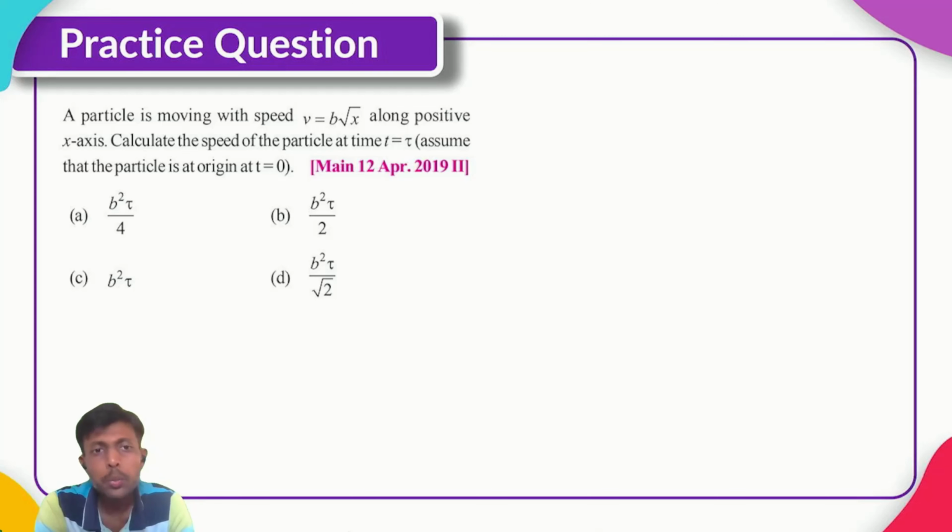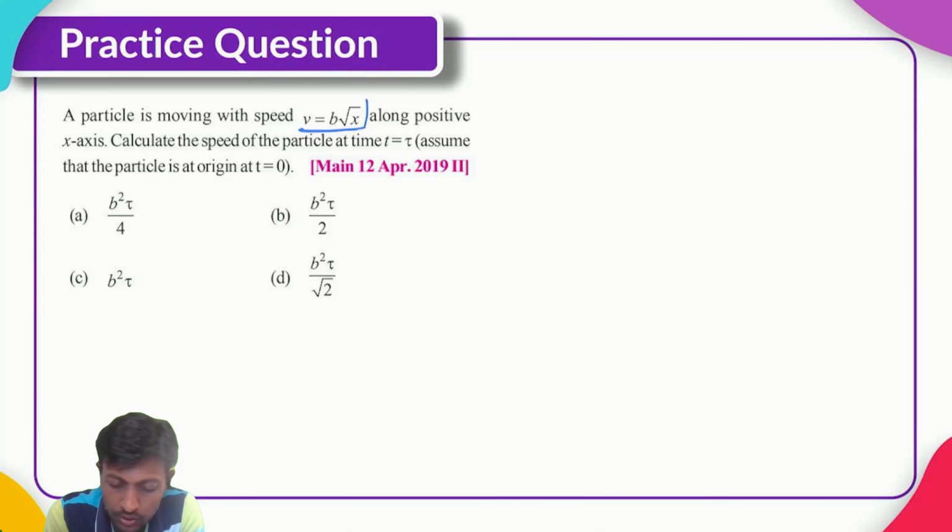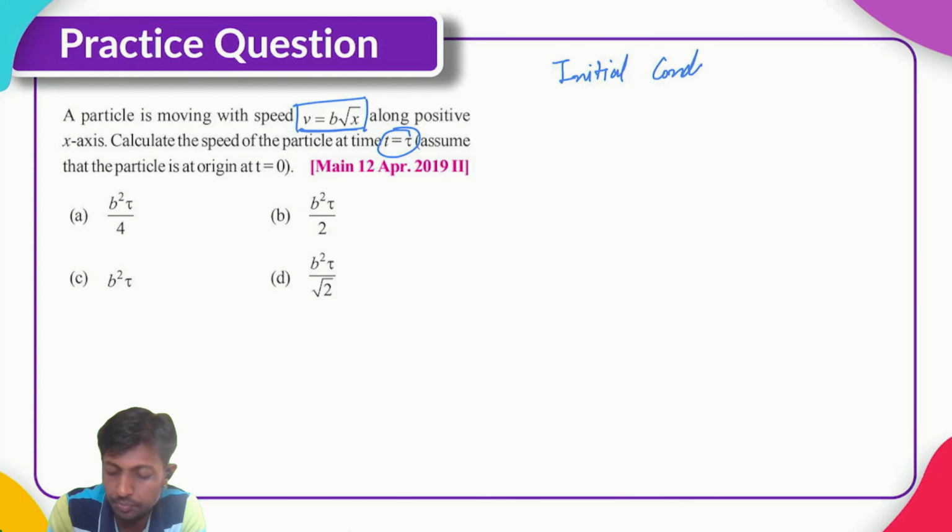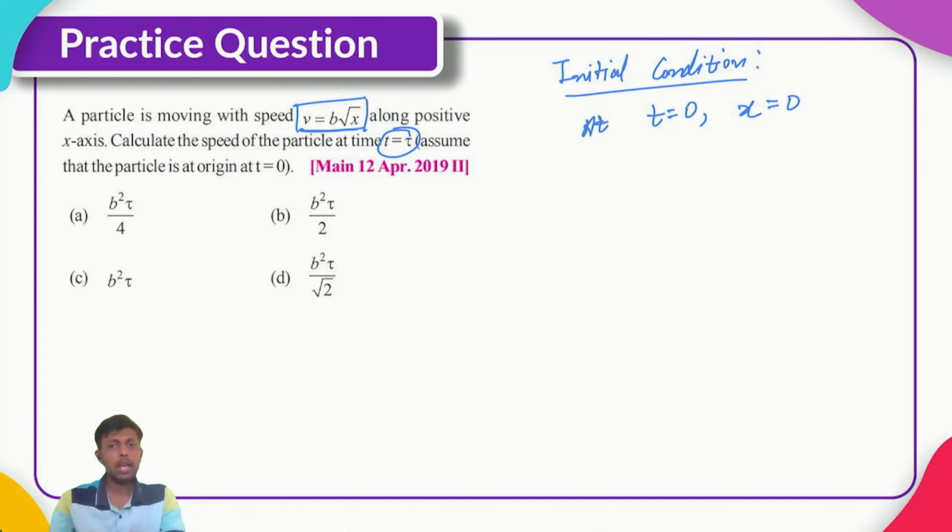A particle is moving with a speed given as a function of x, not as a function of time. So be careful about that. This is how velocity is changing with respect to displacement. Calculate the speed of the particle at time t equal to tau, and we have to assume that the particle is at the origin at time t equal to 0. So again, the initial condition is given to us. At time t equal to 0, the displacement was also 0. This will help us later.